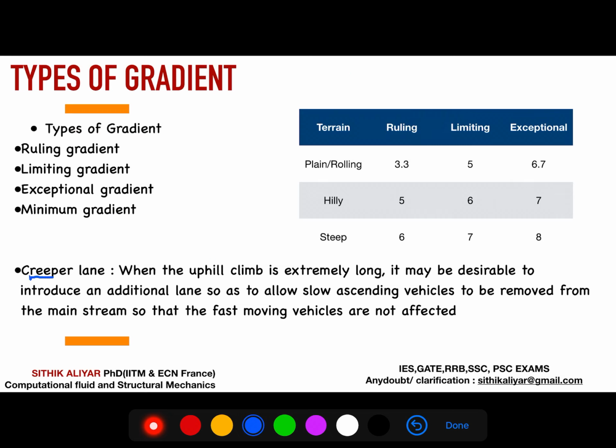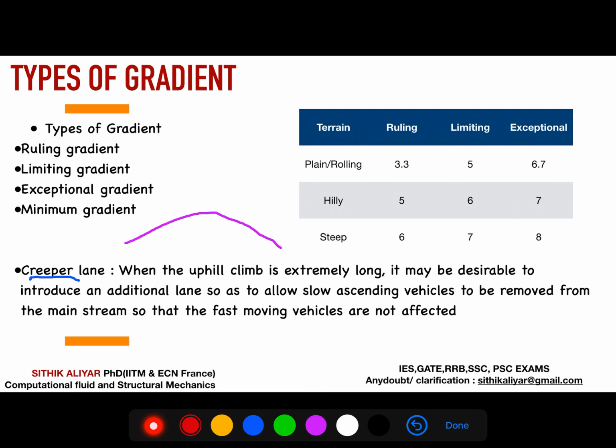So when you are providing a gradient that is extremely unclimbable for heavy vehicles, there will be a straight road going around the gradient. Okay, this is only for slow moving vehicles. That is called a creeper lane.